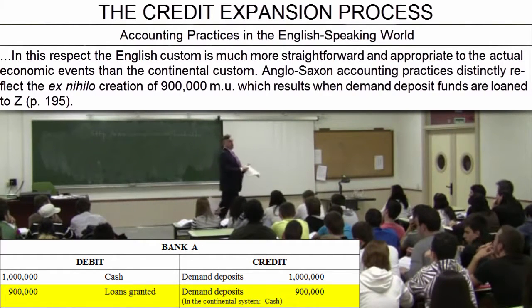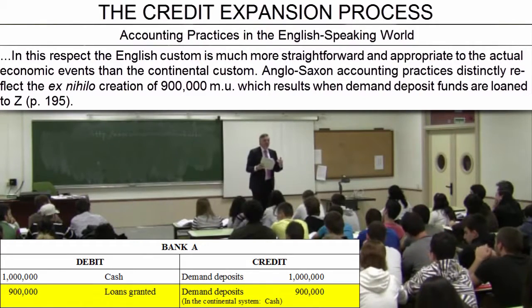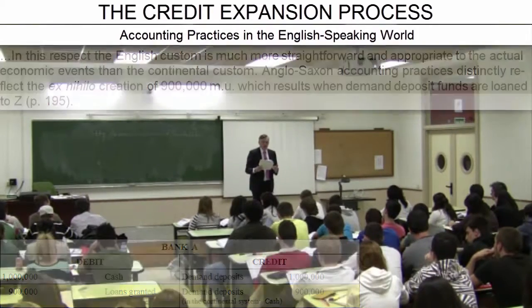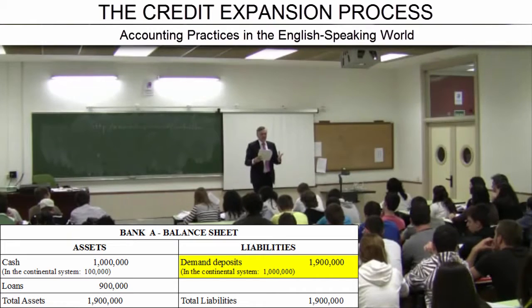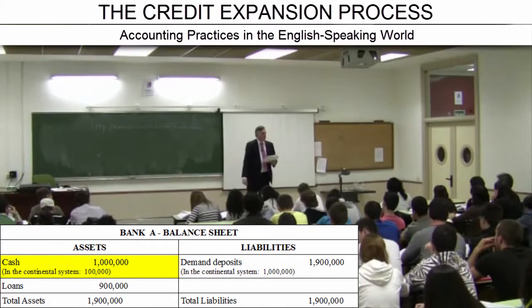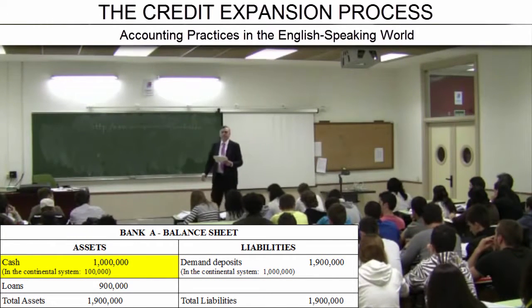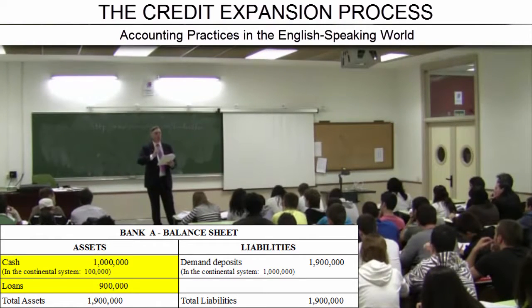I will give the owner of company Z a checkbook so that he can gradually use the loan as he needs it. Now take a look at the bank's balance sheet. It is perfectly straightforward. Deposits, on the right, have gone from 1 million to 1,900,000. And the balancing entries on the left reflect 1 million in cash, actually in the vault, plus 900,000 in loans.